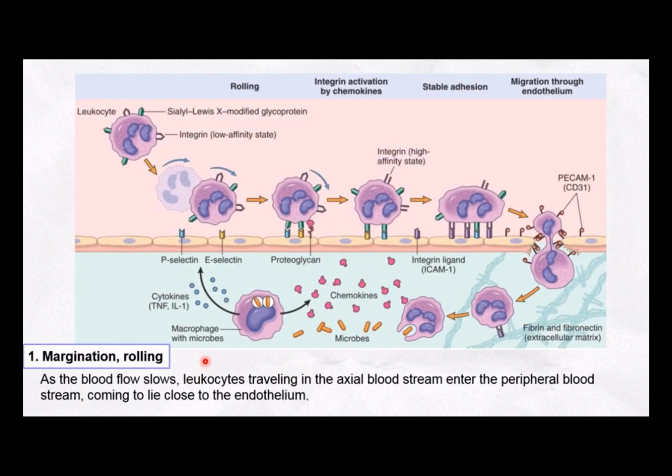As blood flow slows, leukocytes enter the periphery of the bloodstream, coming to lie close to the endothelium. Endothelial cells express selectins such as P-selectin and E-selectin, which interact with receptors on the leukocytes, binding the leukocytes to the endothelium. Selectins bind to the receptors and then separate from the receptors and mediate leukocyte rolling on the surface of the endothelium.